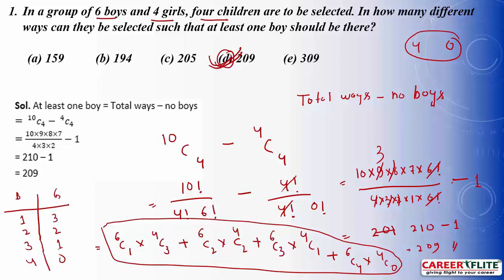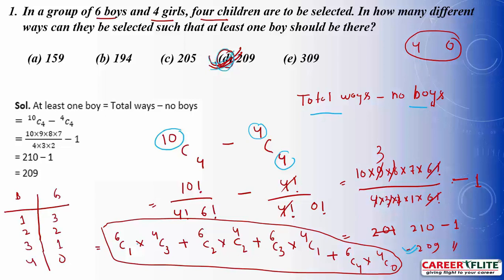So what we have done here is that, for solving this problem, we must select at least one boy. So we did total ways minus no boys. What is the total ways? We have 10 children, that is 6 plus 4, and since it is selection, it will be combination. From 10 children we select 4. Minus the no boy cases, that is all 4 are girls, from 4 girls we select 4. If you eliminate this, you get only the at least one boy cases, that is 10C4 minus 4C4. If you solve this, 10 factorial by 4 factorial into 6 factorial minus 4 factorial by 4 factorial into 0 factorial, we get the answer 209. So 209 is our correct answer.